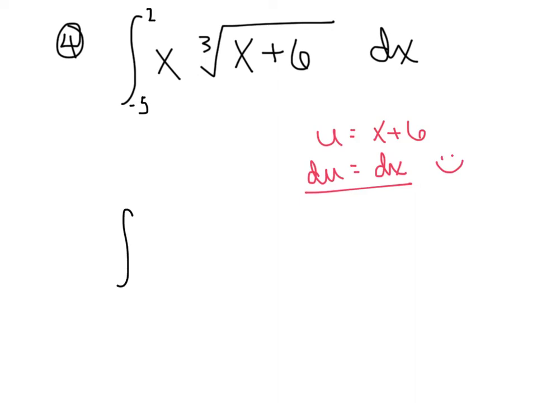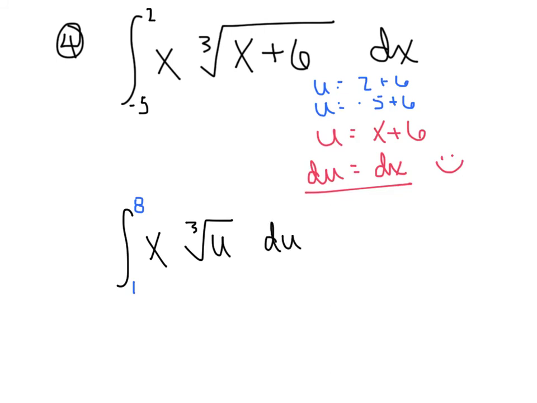All right, if I plug -5 into this statement here, I'd get a new lower bound of 1. And if I plug in 2, I'd get a new upper bound of 8. Those are very friendly numbers to work with, believe it or not. I still have this x, I've got the cube root of u, and then I have a du substituted for dx. Piece of cake, right?